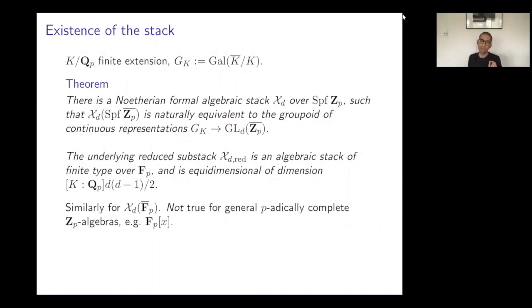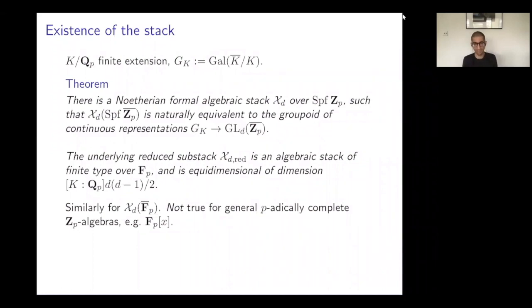On the other hand, it's not true for our stack that if you start probing it with other algebras, something more complicated than F_p or F_p-bar, that you get an interpretation of Galois representations. So for example, there are families, I'll show you a family in a bit, just over the affine line, where you get a family of points in our stack, but the family does not give you a representation of the Galois group valued in F_p[x]. So this is not literally a stack of Galois representations. The definition of this is not just: I probe it with any p-adic complete ring, and I just look at all the Galois representations valued in that ring.